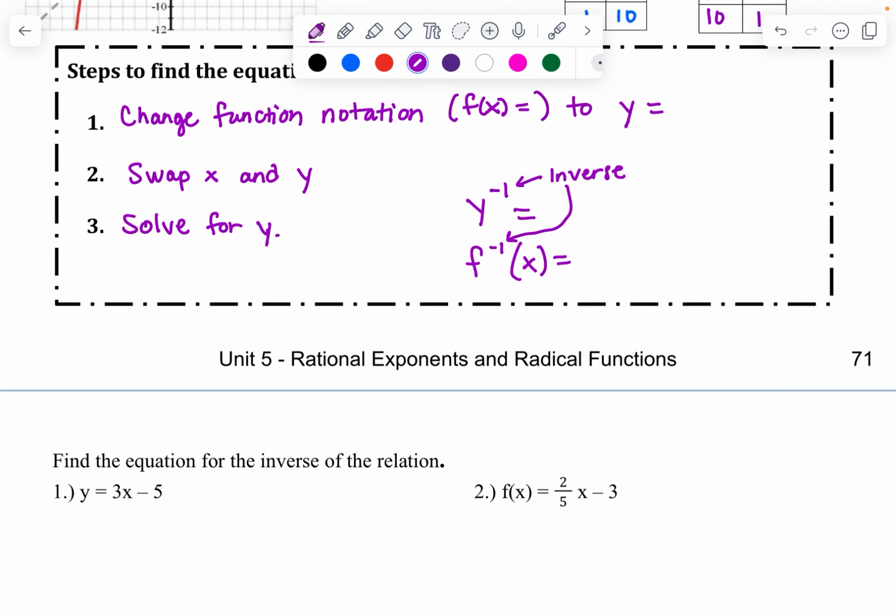All right, so we'll change the function notation if we have it to y equals. We'll swap x and y, we'll resolve for y, and in the end, we'll put our little negative 1 to symbolize that we have the inverse equation.